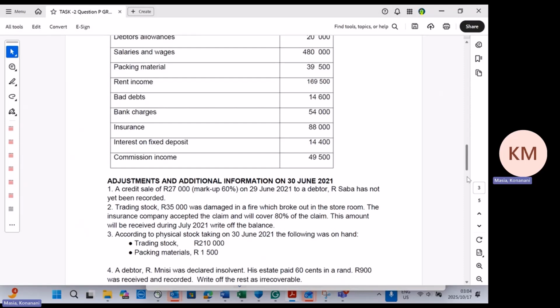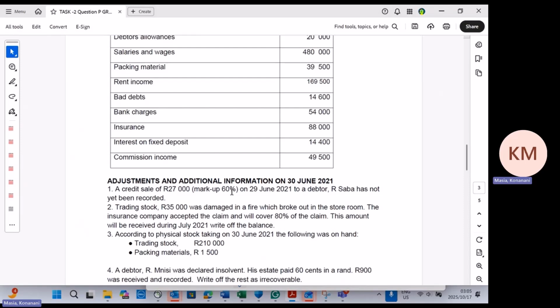Then you need to consider other calculation. Now, number one, in terms of adjustment, as I've been given only the pre-adjustment trial balance, you are given a credit sale of 27,000. Markup is 60% on 29 June to a debtor called R. Sabah. It has not yet been recorded. Even though they didn't tell you that this is the markup for all credit sales, you know that the markup is 60%. It cannot be correct to say it's only pertaining to this debtor. It's how they determine the markup as a company.